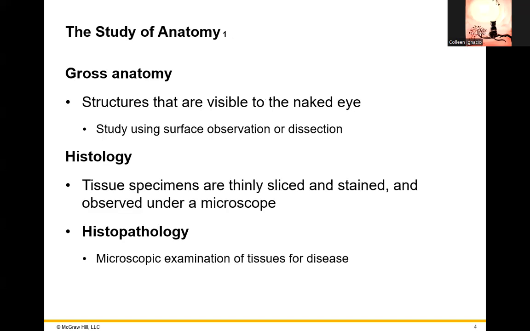So let's talk about gross anatomy. Gross anatomy is not something that's icky. It means what we can see with the naked eye. So we use our eyes to observe. This is just observation or maybe even a dissection, but we don't necessarily use a microscope. If we're studying histology, and we will do that in this course, we will look at tissue specimens that are thinly sliced and stained, and they will be observed under the light microscope.